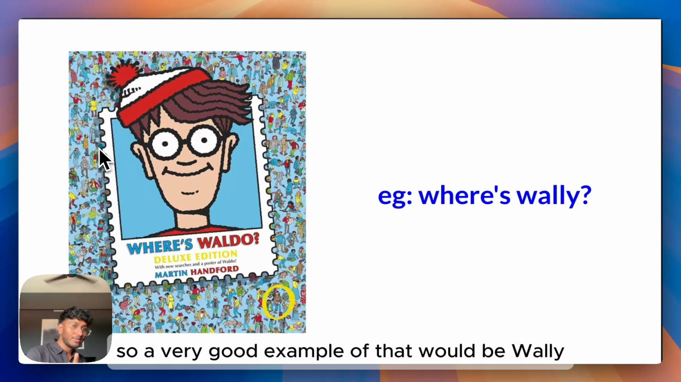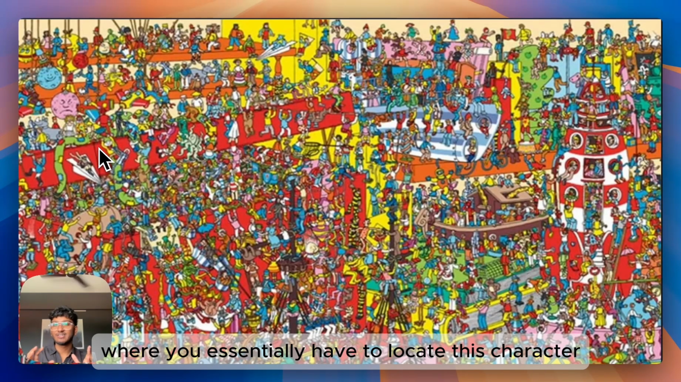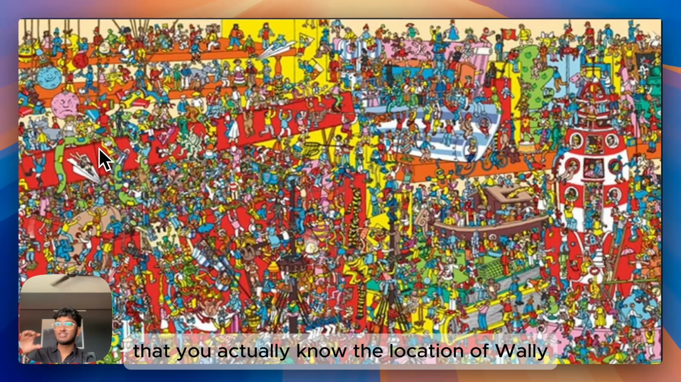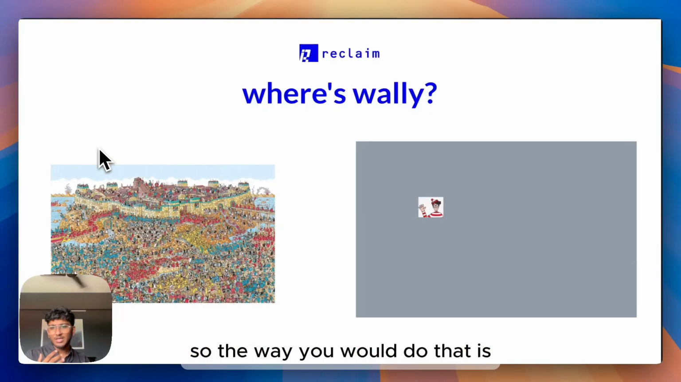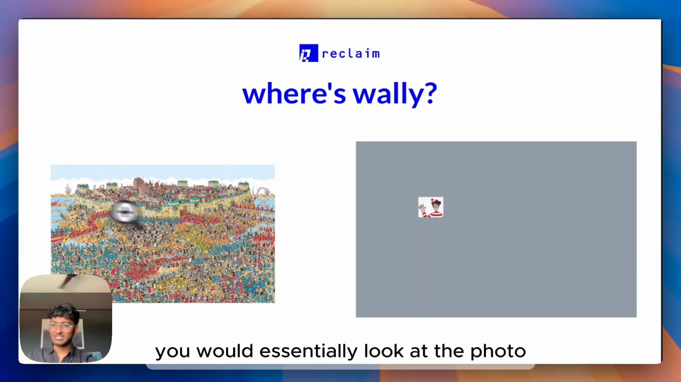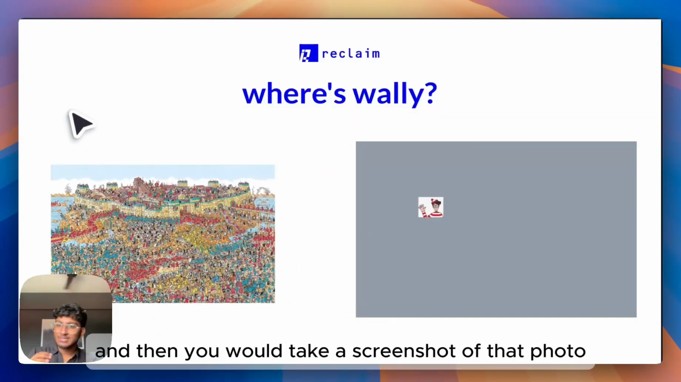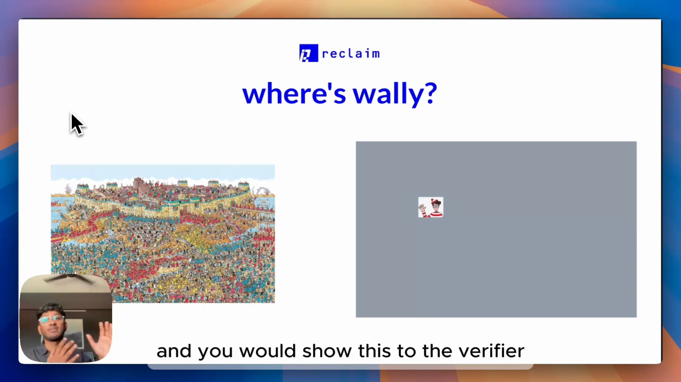A very good example of that would be Wall-E. Wall-E is a very fun but very difficult game where you essentially have to locate this character within an image. It is supposed to be very difficult. So how would you show somebody that you actually know the location of Wall-E without actually revealing his location? The way you would do that is you would look at the photo, locate where Wall-E is, then take a screenshot of that photo and put that on a cardboard image. And you would show this to the verifier.